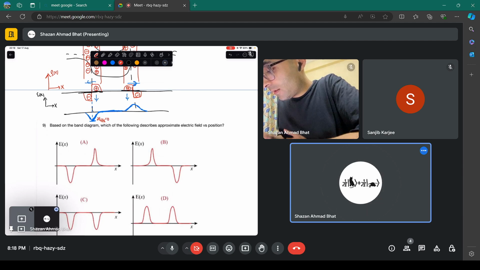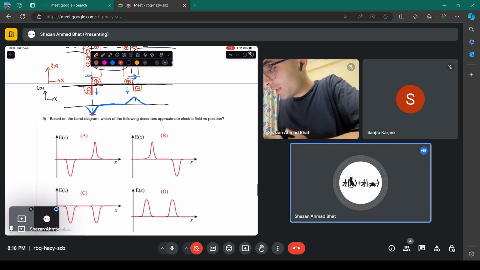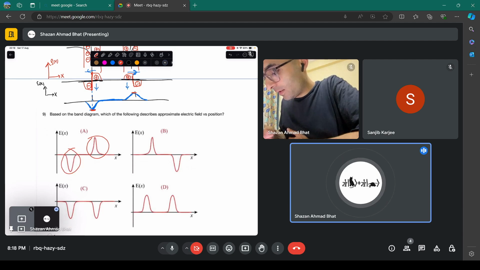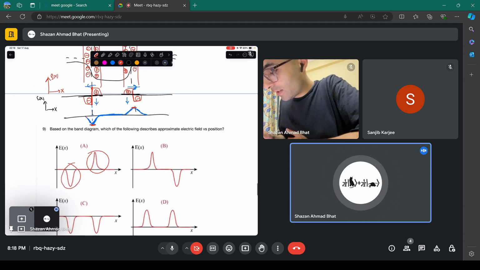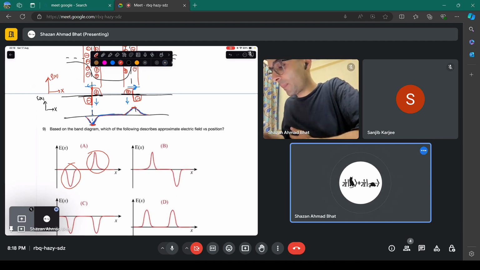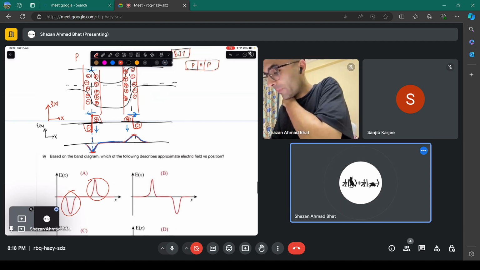What does that mean? If you are integrating this particular function, there is a maximum change here at this particular position. That is what this particular electric field is showing. That is the exact same thing here. And that means the answer of this question is this thing. There are two regions where the electric field peaks like this. So this is the electric field profile of the BJT, actually.